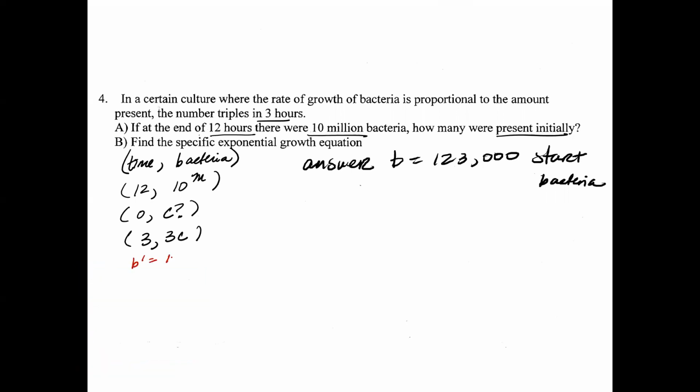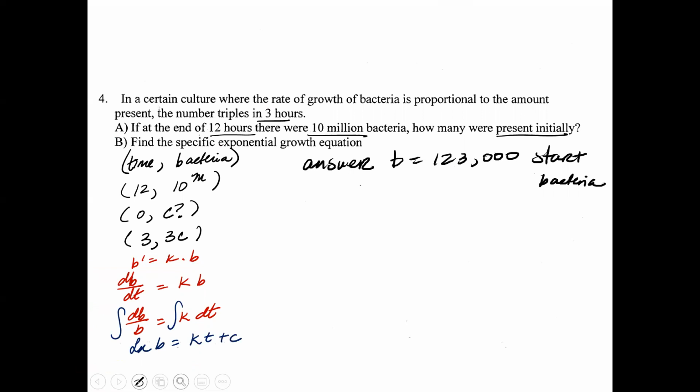B prime equals K times B. So dB over dt is equal to KB. Separate the B's together: dB over B is equal to K times dt. We're going to integrate the left and right side. And you guessed it, ln B is equal to KT plus C.